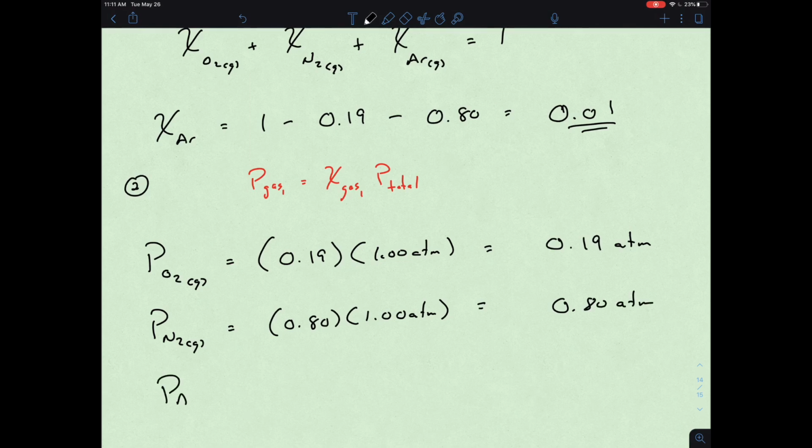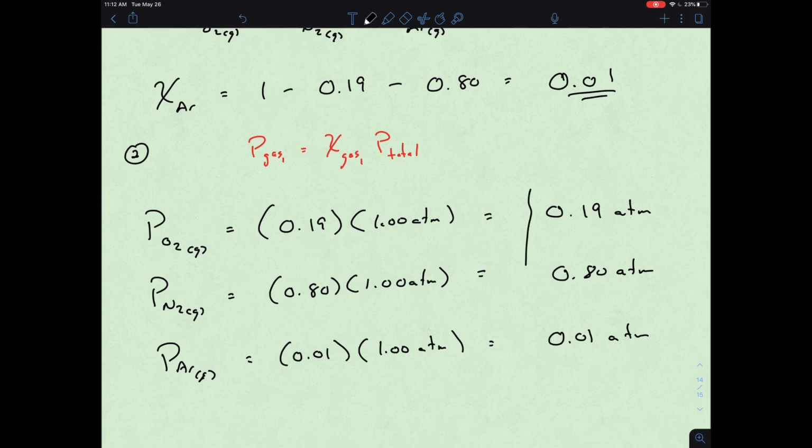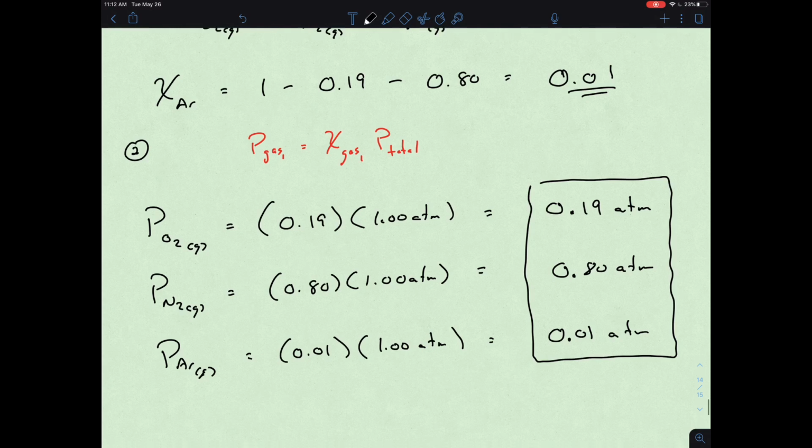And then the same thing for our argon gas, which has a 0.01 for its mole fraction. And so we end up with these partial pressures for each one of the gases that makes up the mixture of dry air. 0.19 for our oxygen, 0.80 for our nitrogen, and 0.01 for our argon. So that's one example of using Dalton's law of partial pressures.